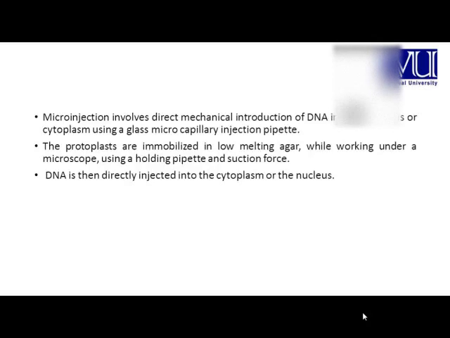Microinjection involves direct mechanical introduction of DNA into the nucleus or cytoplasm using a glass microcapillary injection pipette. The protoplasts are immobilized in low melting agar while working under a microscope using a holding pipette and suction force. DNA is then directly injected into the cytoplasm or the nucleus.